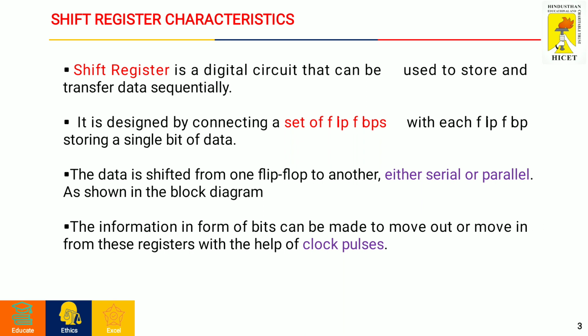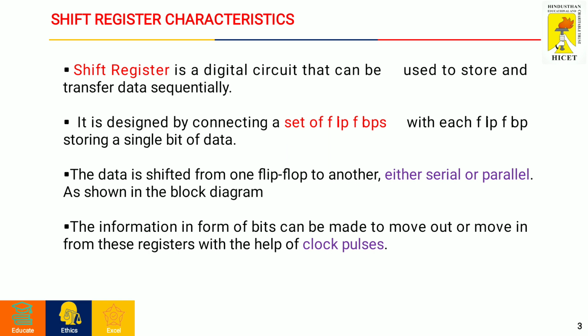A register which is capable of shifting the binary information held in each cell to its neighboring cell in a selected direction is called a shift register. If you see the logical configuration of a shift register, it consists of a chain of 4 flip-flops in cascade, with the output of one flip-flop being connected to the input of the next flip-flop. The data is shifted from one flip-flop to another either in serial or parallel, and the information in the form of bits can be made to move out or move in from these registers with the help of clock pulse.